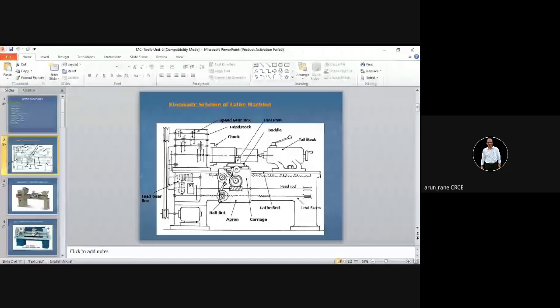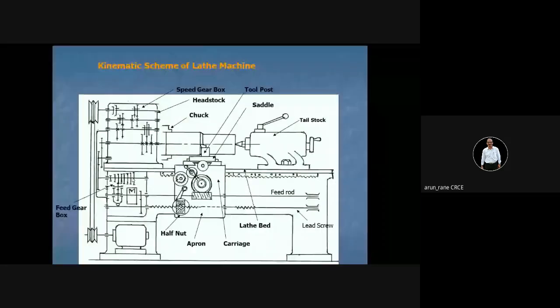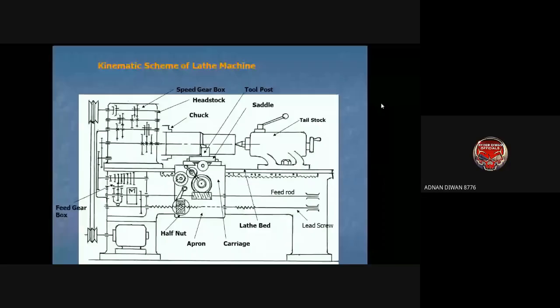Yeah, there are gears, many gears mounted on this. The screen is visible. Hello. Hello. Yes, sir. Yes, sir. The screen is visible. Yes, sir.